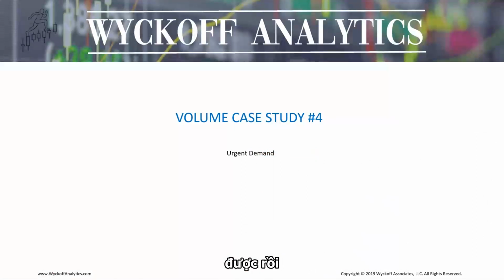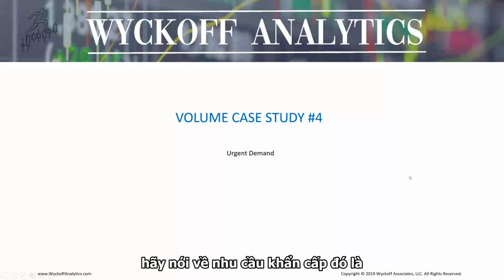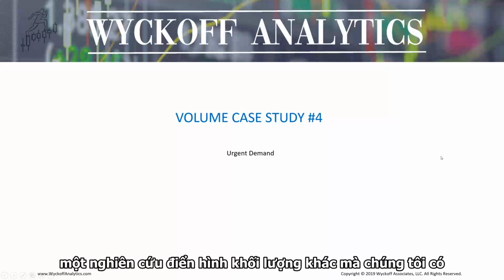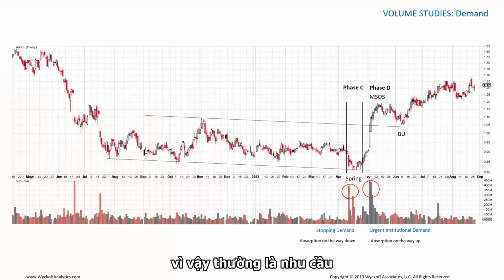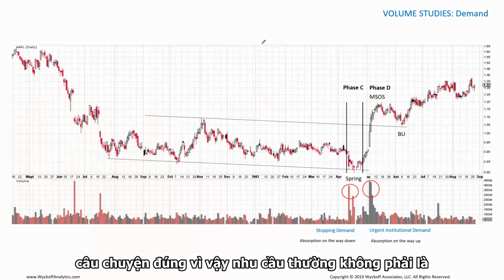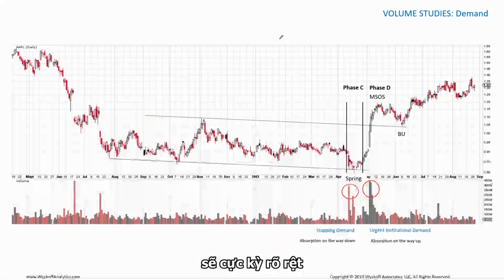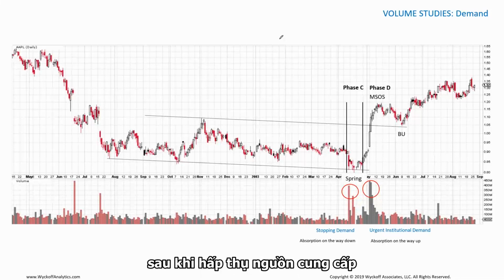Okay, well, 20 to 5. Let's talk about urgent demand. That's another volume case study that we have. So usually demand, and we've talked about the ice cream story, right? So demand usually is not going to be extremely pronounced after the absorption of the supply.